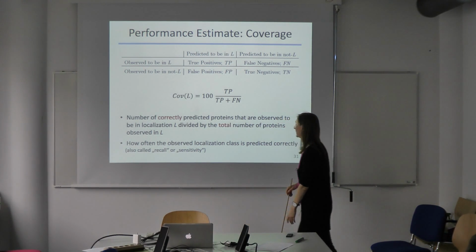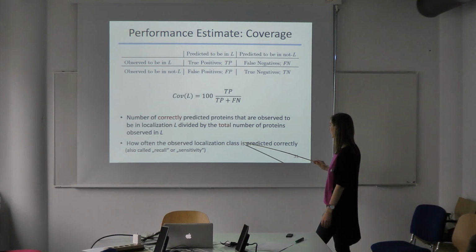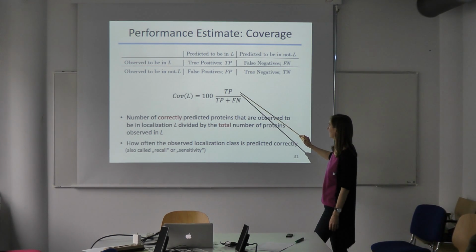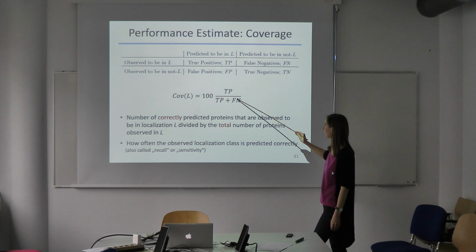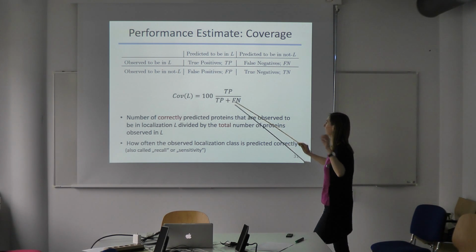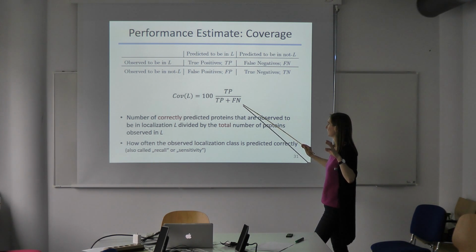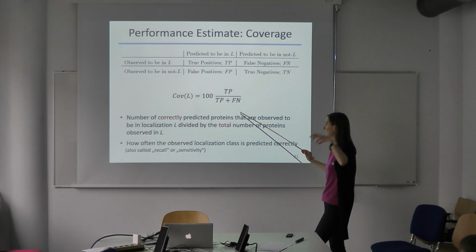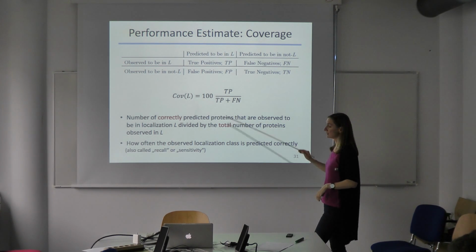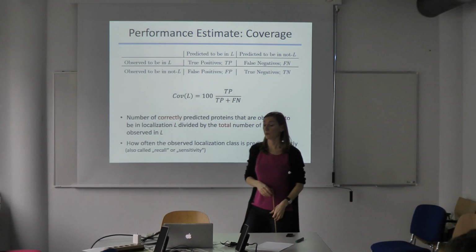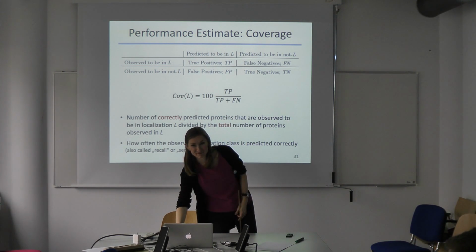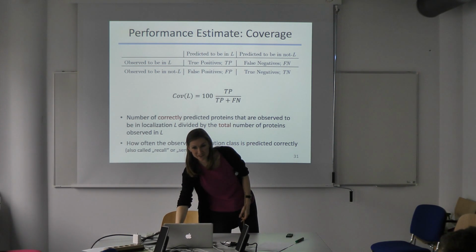Coverage tells us how often the observed localization class is predicted. So before, we were dividing all true predictions by all proteins in the observed set. Now we do the same, but we divide by all proteins in the predicted set. These two values are very important for the exam. Make sure you can explain what they are. Make sure you know the formulas.